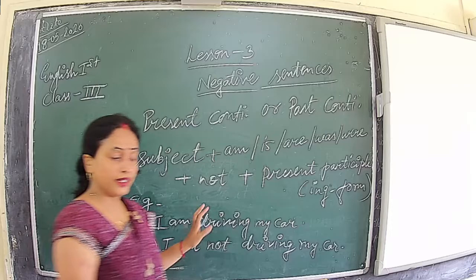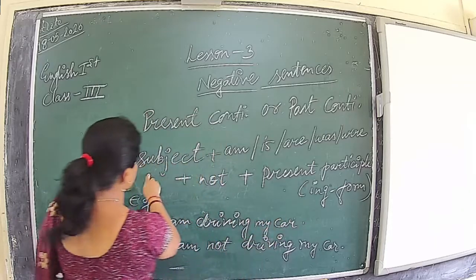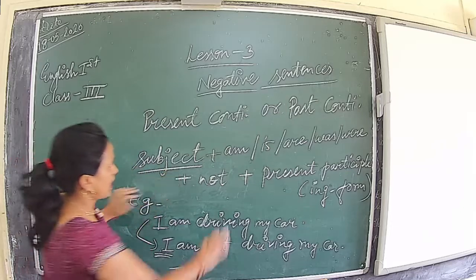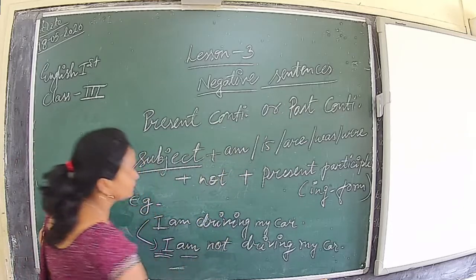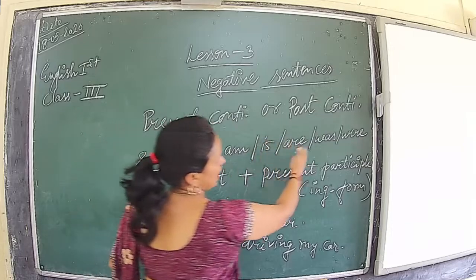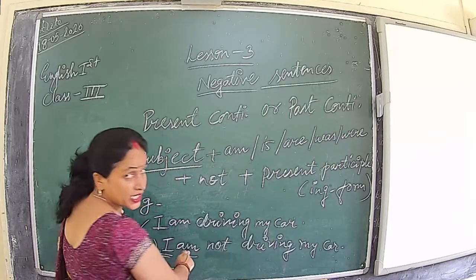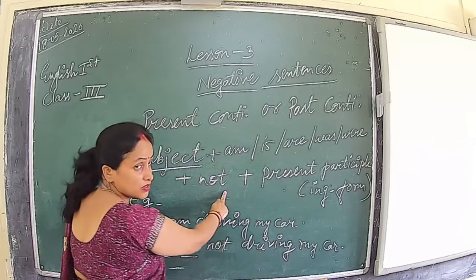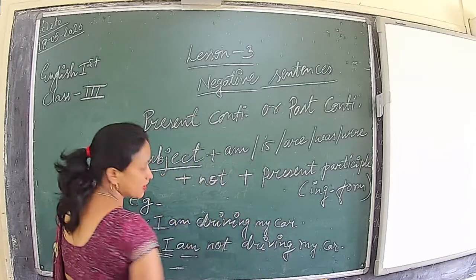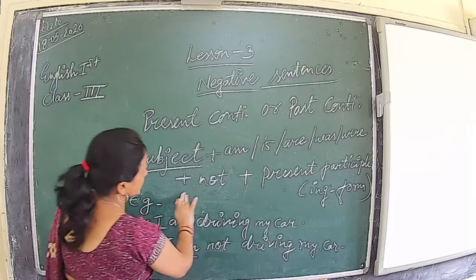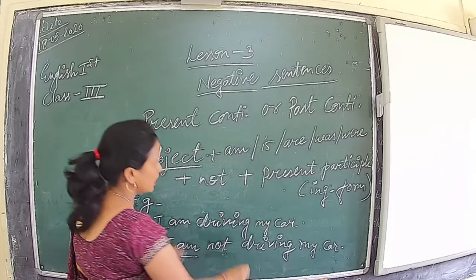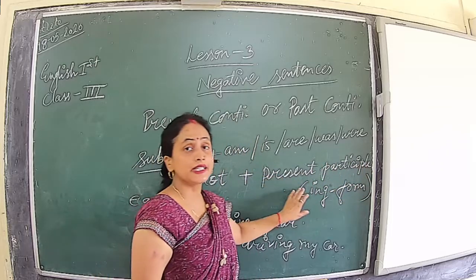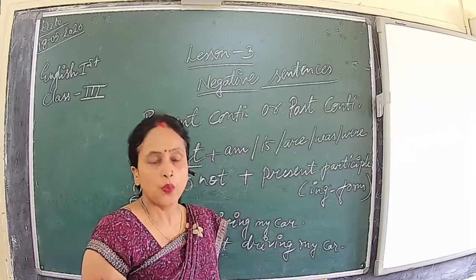Okay. And what did I tell you? The subject is here. This is the subject, plus am. Am is are or whatever it is there, but here we have used am. And after that, plus not. Plus not. In present continuous, we have to use not. Plus present participle. Present participle means it is the ing form of the verb.